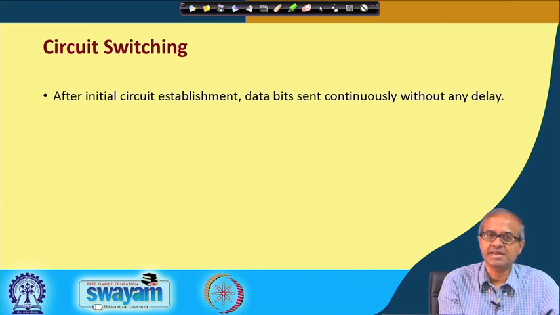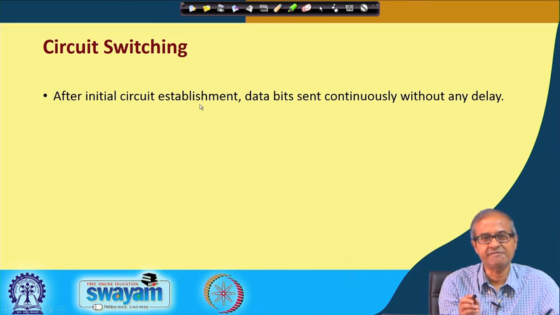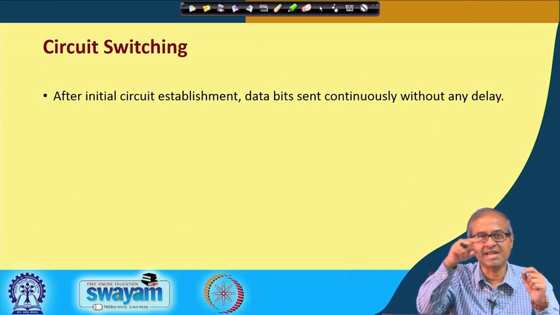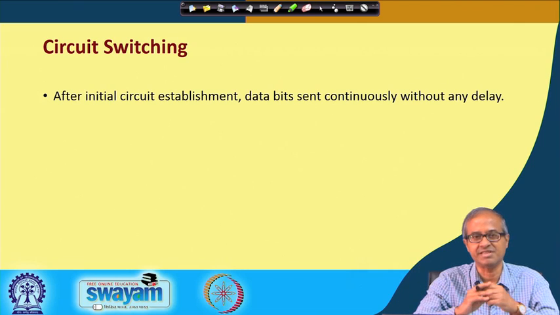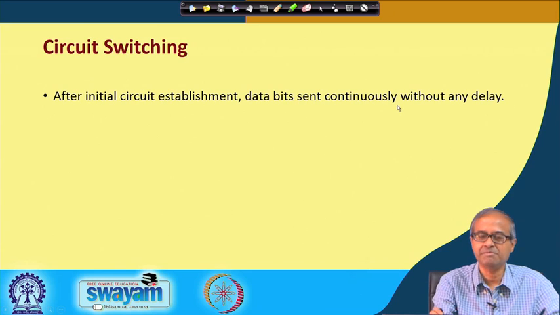Now, talking about circuit switching, here only this initial circuit establishment phase is there, but once this phase is over, this delay is over, you have a dedicated connection from source to destination. Data transmission can proceed in the maximum speed continuously without delay, because you know you have a guaranteed bandwidth, you can send the bits continuously.